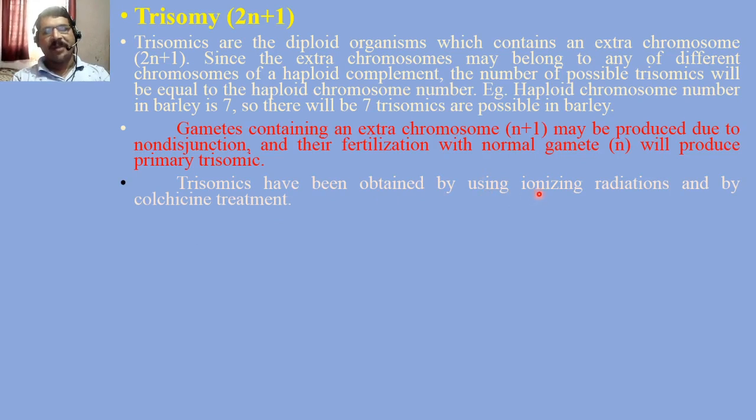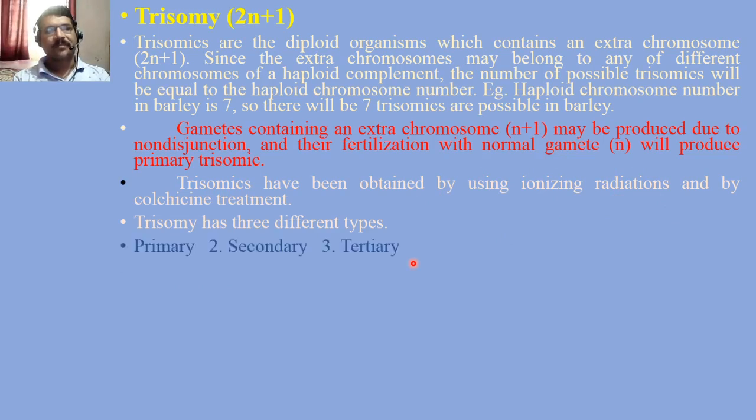Trisomics have been obtained by using ionizing radiation and by colchicine treatment. So for experimental purposes we can produce trisomics by this method, that is ionizing radiation and colchicine treatment. Trisomy has three different types: primary, secondary and tertiary.